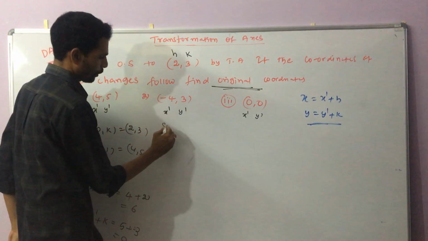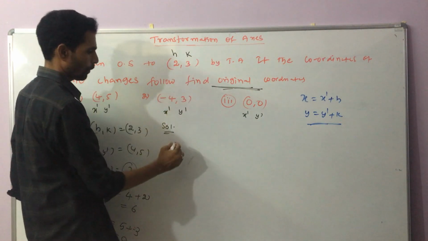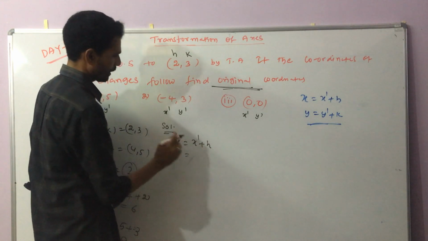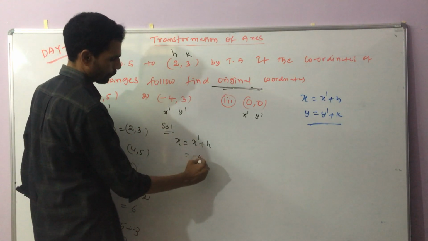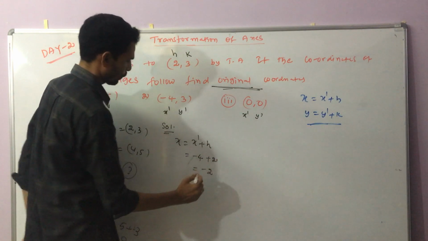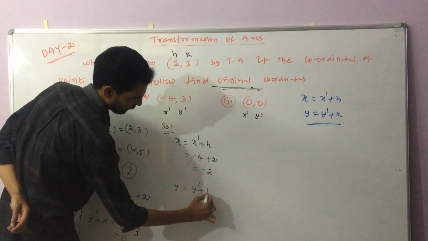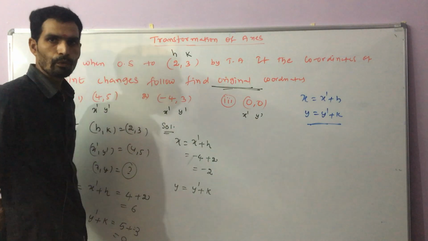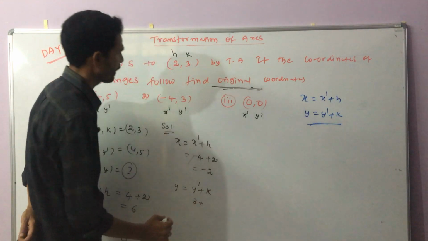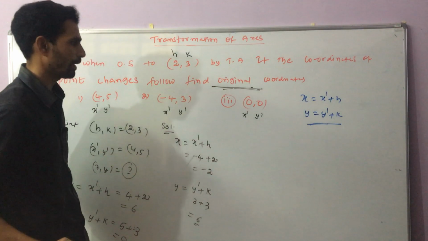Similarly, the second problem solution. Here x dash y dash are given and you want x comma y. x is equal to x dash plus h. The x dash value is minus 4, the h value is plus 2, so that is equal to minus 2. Next, y is equal to y dash plus k. The y dash value is 3, plus the k value, which is 3. The answer is 6. 2 comma 6 are the old coordinates.